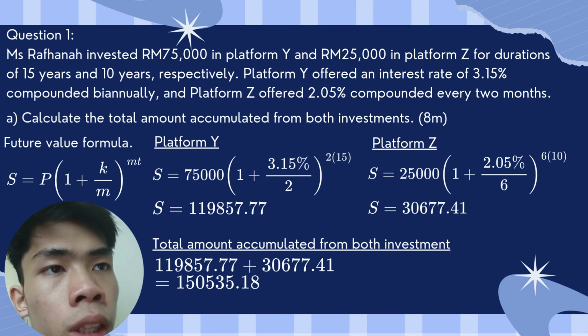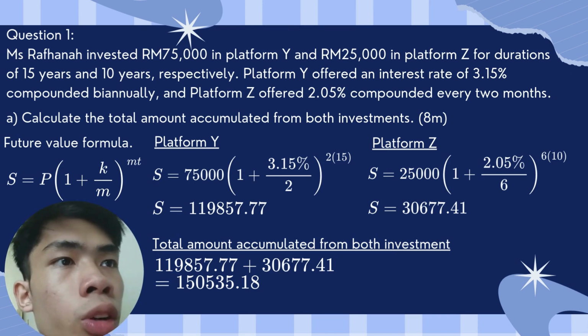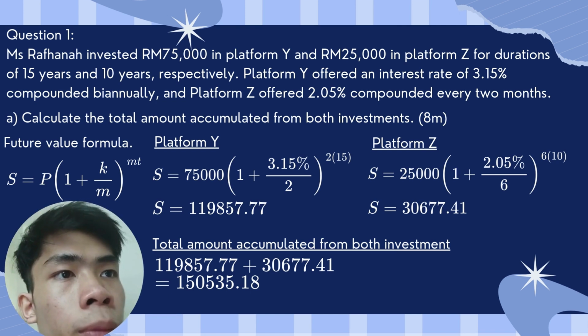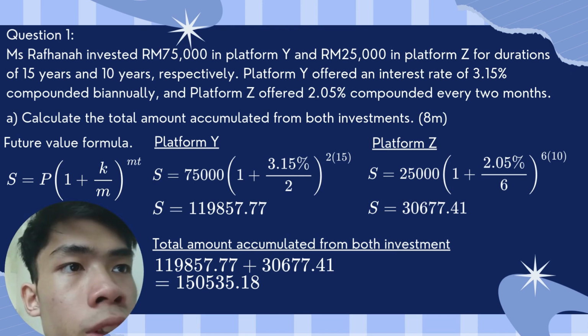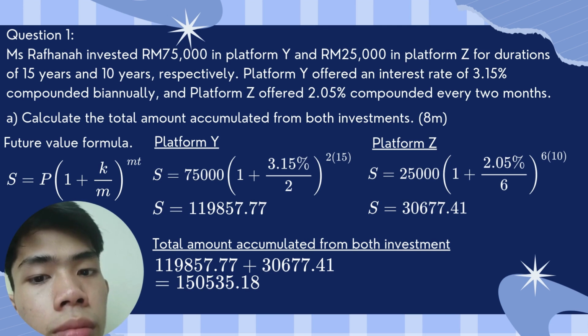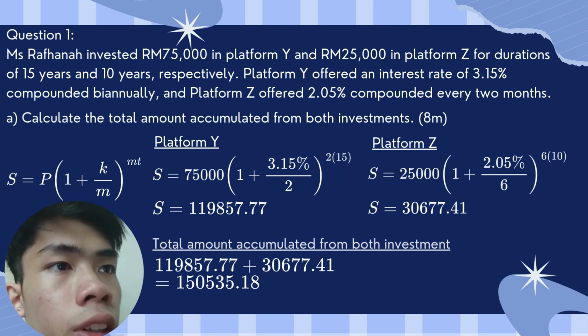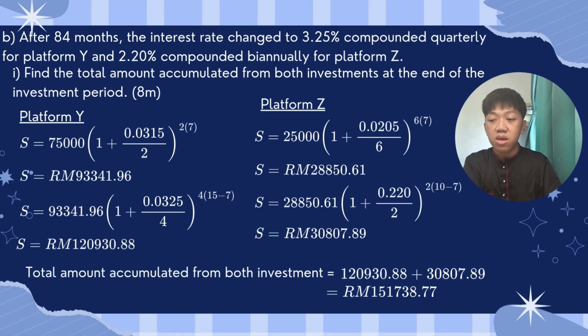The question wanted us to total the amount accumulated from both platforms. So we just add the platform Y and platform Z final amounts. That is the answer for the total amount accumulated from both investments. So the answer is 150,535 ringgit 18 cents.